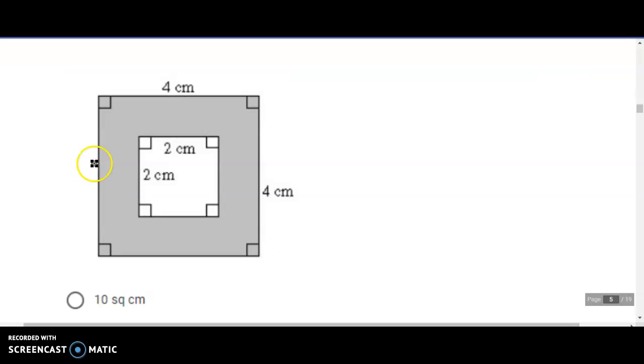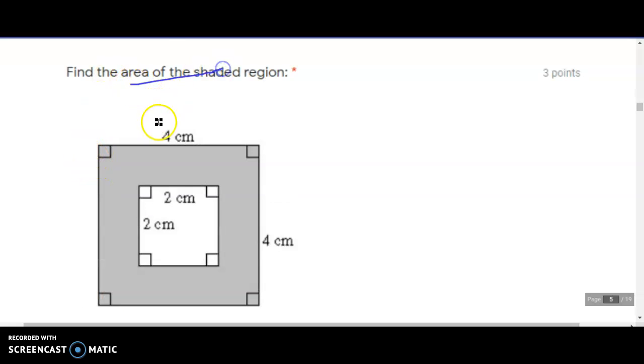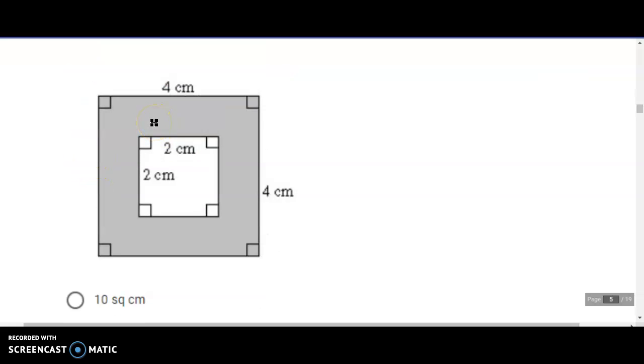Okay, finding the area of the shaded region. Well, we have one square inside another square to make the shaded region. So what I'm going to do here is I'm going to find the area of this whole square.